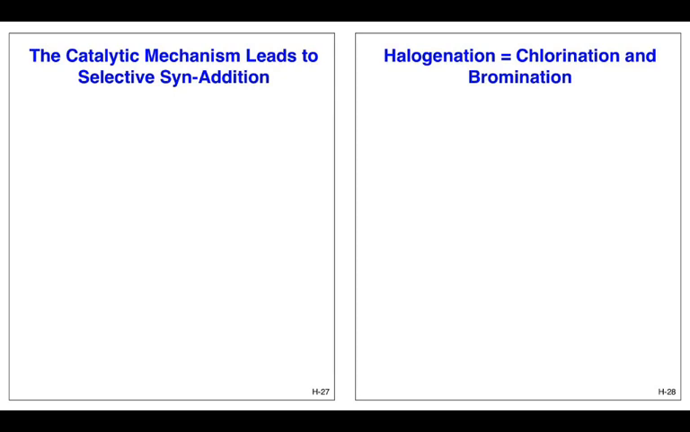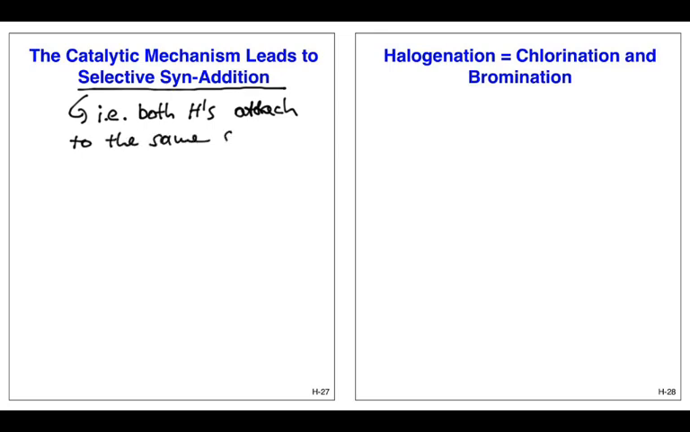So next, the catalytic mechanism. See, what happens is both hydrogens actually get attached from the same side. So it leads exclusively for hydrogenation. Catalytic hydrogenation leads exclusively to so-called syn addition. It's very important. So syn addition means that both hydrogens, or both things which attach to the double bond, they attach to the same side of the double bond.